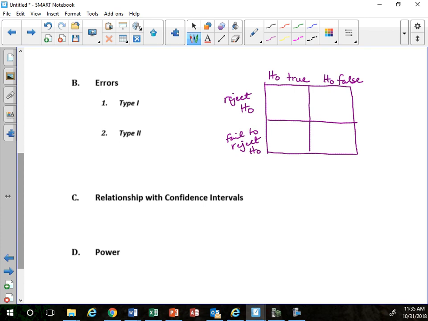So rejecting the null. If the null is true, do you think it's okay to reject it? No, that's a problem, right? That's called a type 1 error. The null was actually true, but we reject it. What if the null is false and we reject it? That's kind of the goal, right? It's false. We are saying, hey, that's not true. We're rejecting you. So this one is okay.